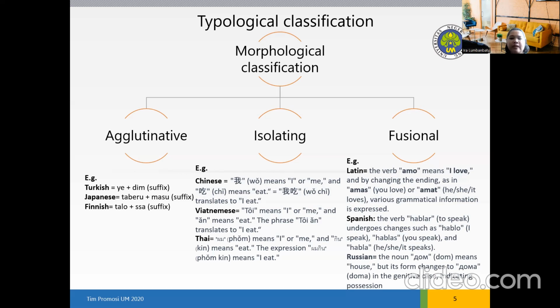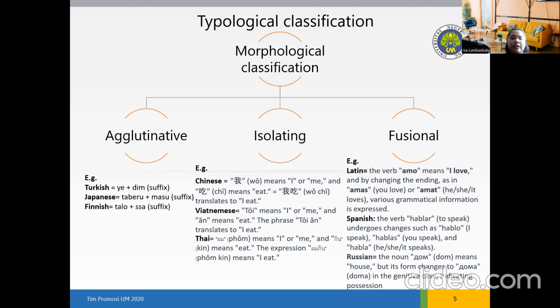Okay, so we have the example in Latin. For example, the verb amo, which means I love. When you change it and add an s, amas, the meaning will be different. It means you love, and amat means he, she, or it loves. So various grammatical information is expressed here.